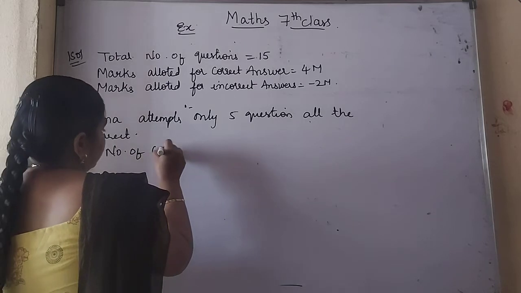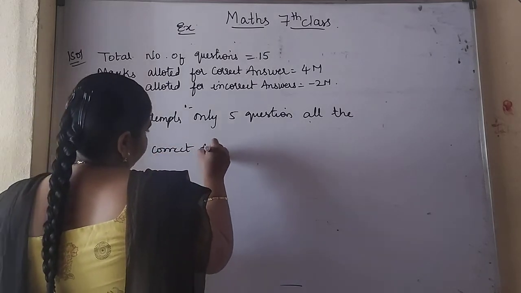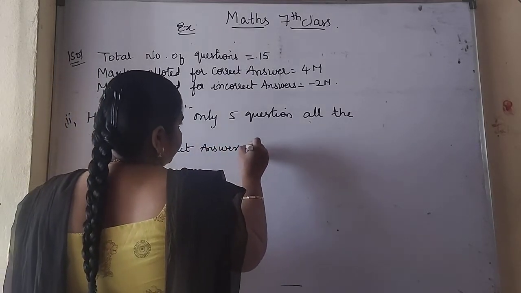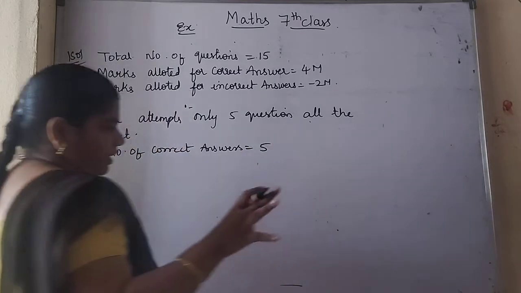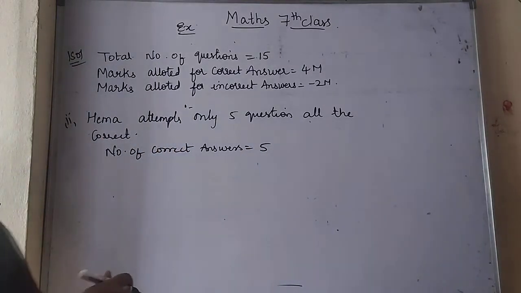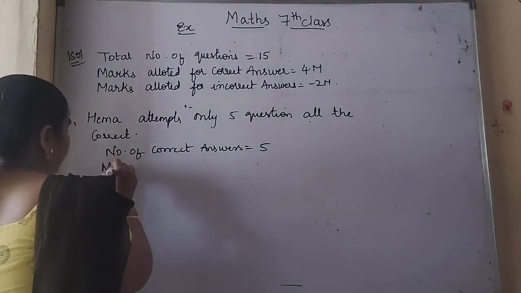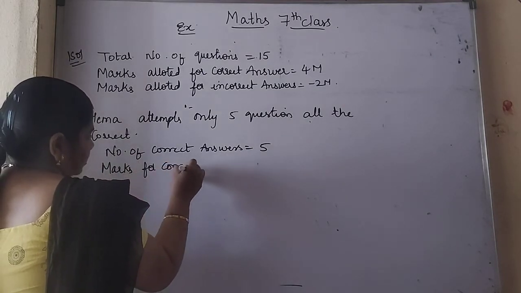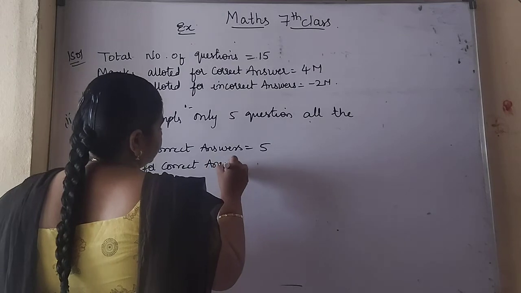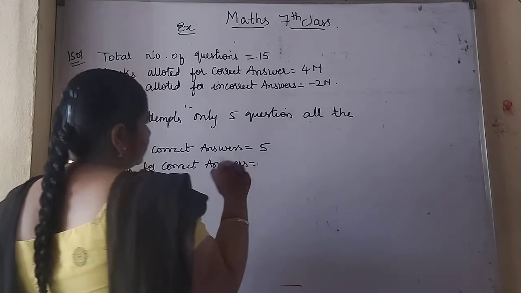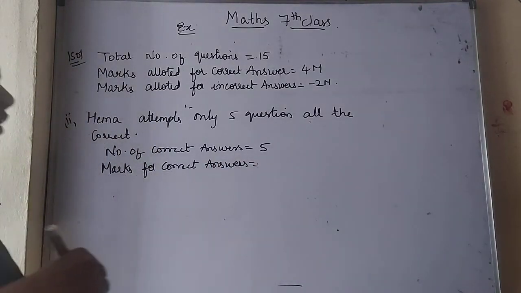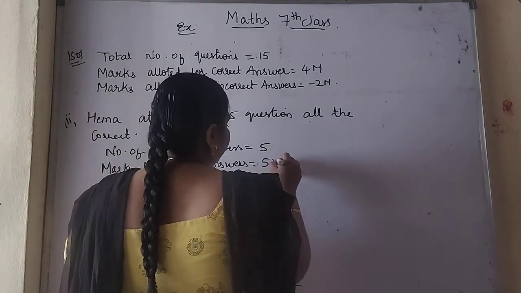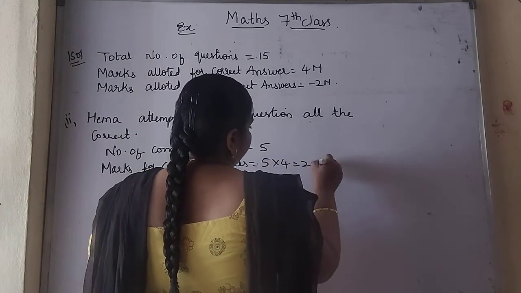Number of correct answers are only 5. She had attempted 5 and all are correct here. So marks for correct answers. For every correct answer, how many marks they are giving? 4 marks. So it is 5 into 4 will be equals to 20 marks.